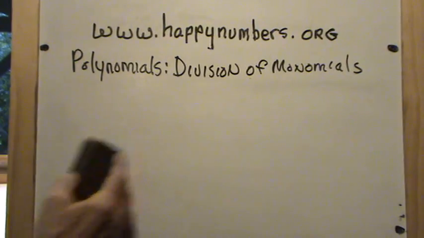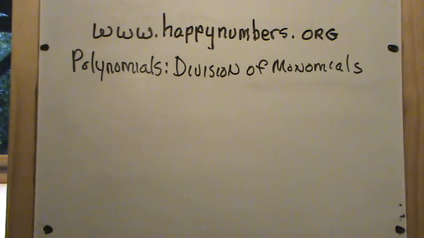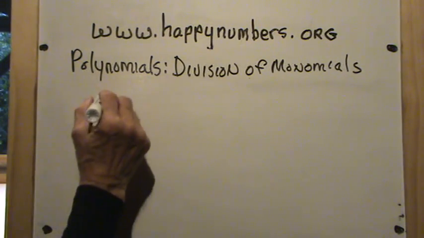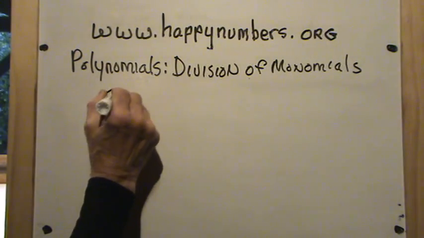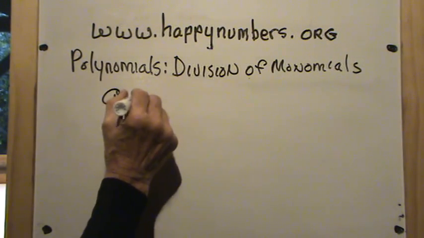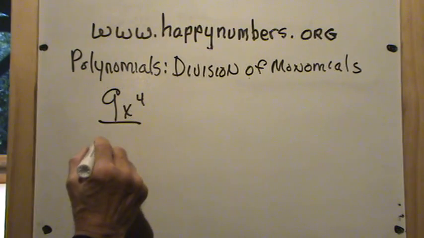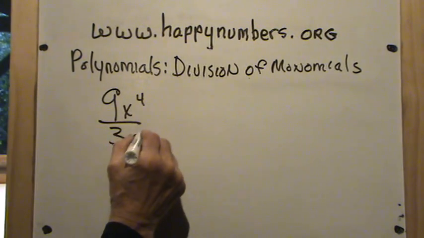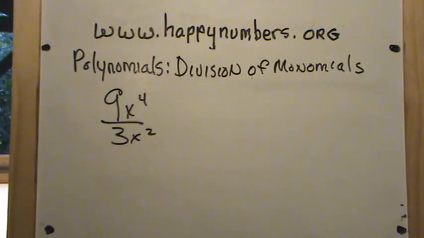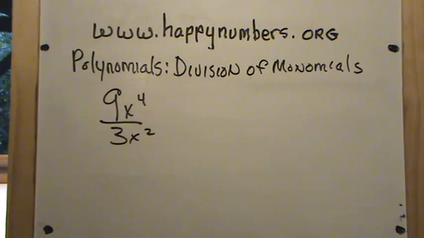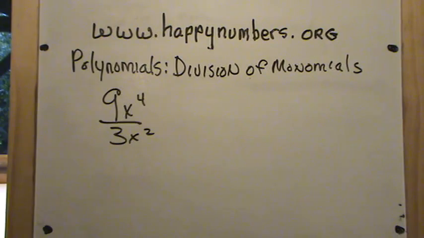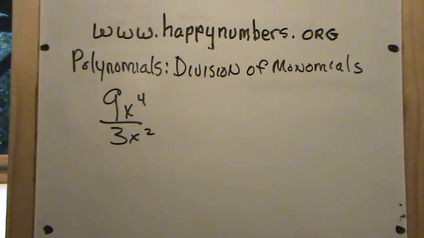Let's take a look at this one. I'm going to let you try this one. You can work it either way you want. 9x to the fourth divided by 3x squared. So go ahead and put your video or DVD on pause. Give that problem a shot and we'll turn it back on and take a look at it.